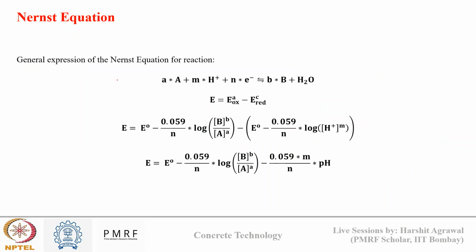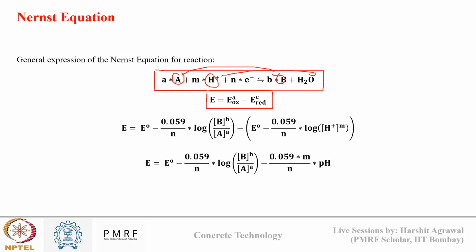In this slide, I have just represented a complete oxidation reduction cell. This is my metal A, which is getting oxidized into B, and there is hydrogen ion which is getting reduced into H2O. For this reaction, the potential at the interface will be written as oxidation at anode minus reduction at cathode.